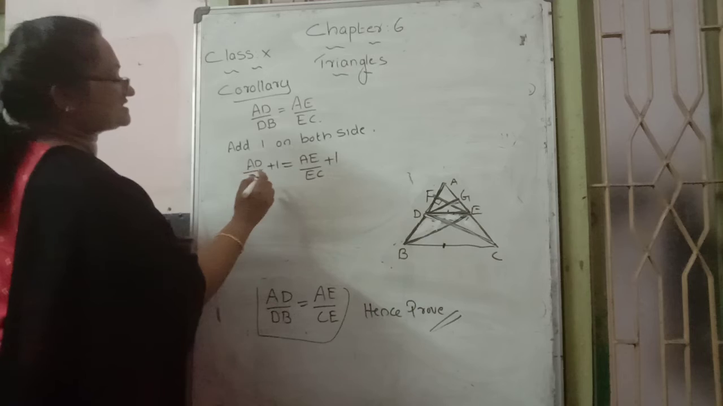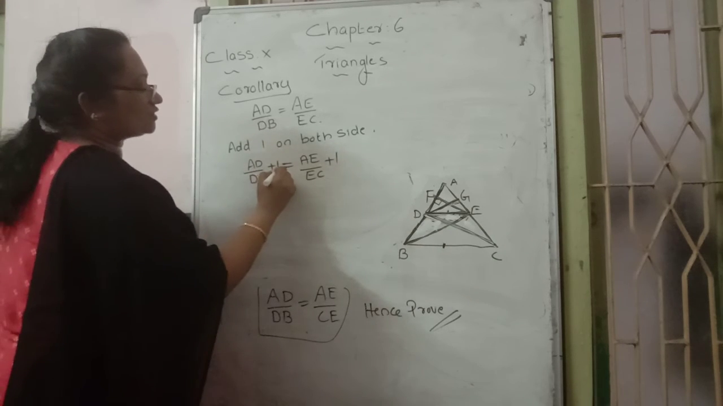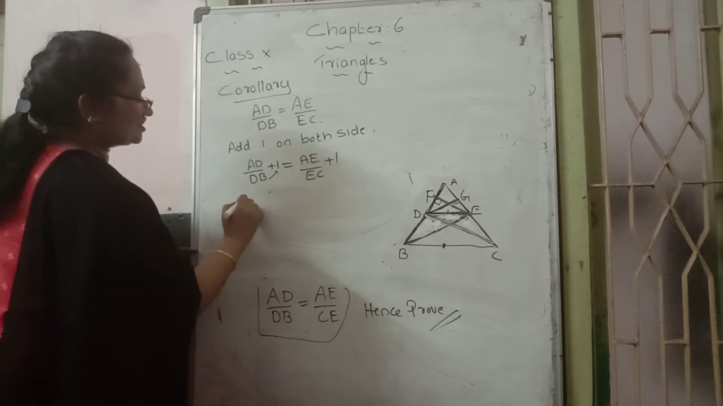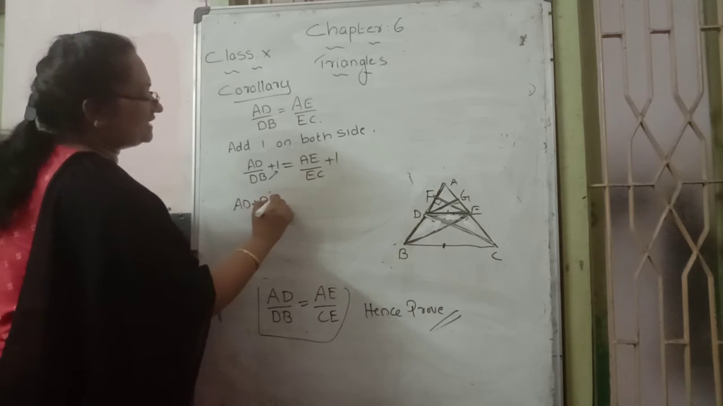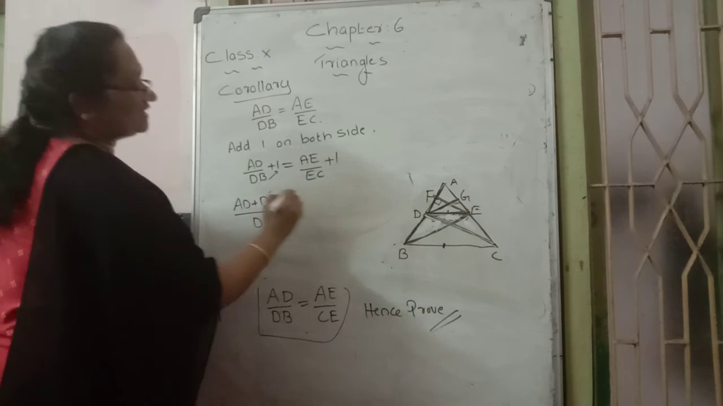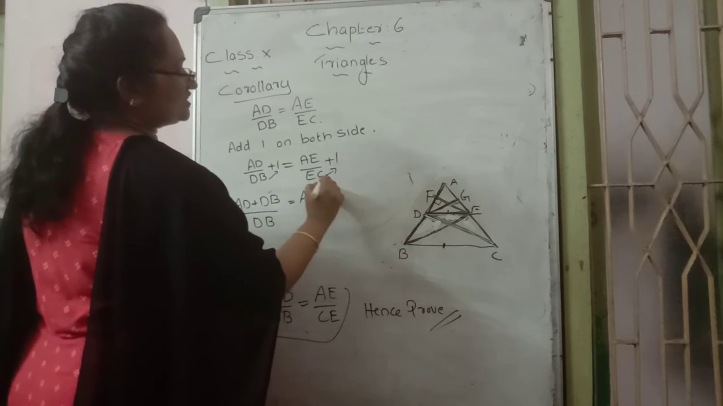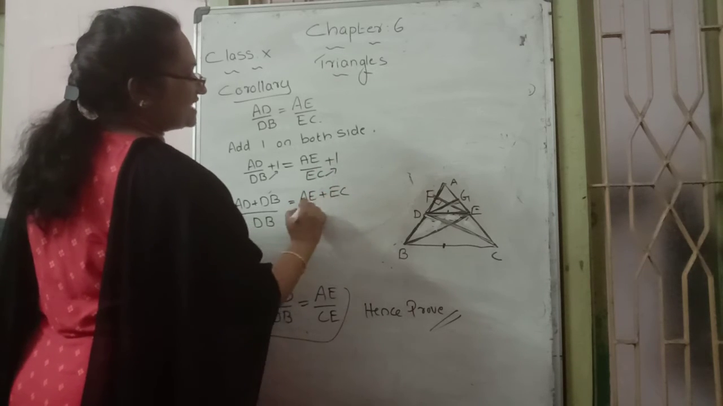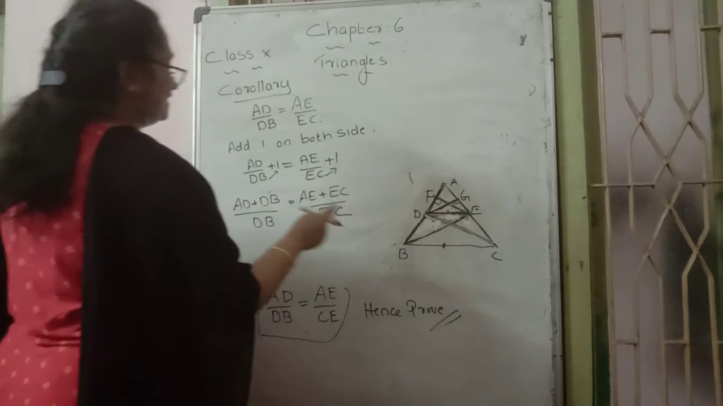While adding, see this part is a fraction and this is a whole number. What do we want to do? Cross multiply. So we can write AD, and 1 into DB becomes DB, by the denominator. The LCM is DB, the denominator. Here also cross multiply: AE is added with EC, by the denominator EC. The LCM becomes EC.